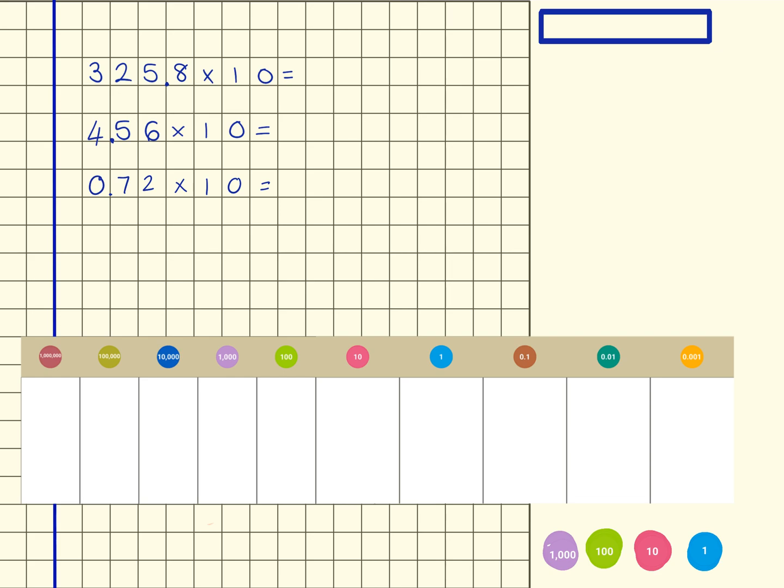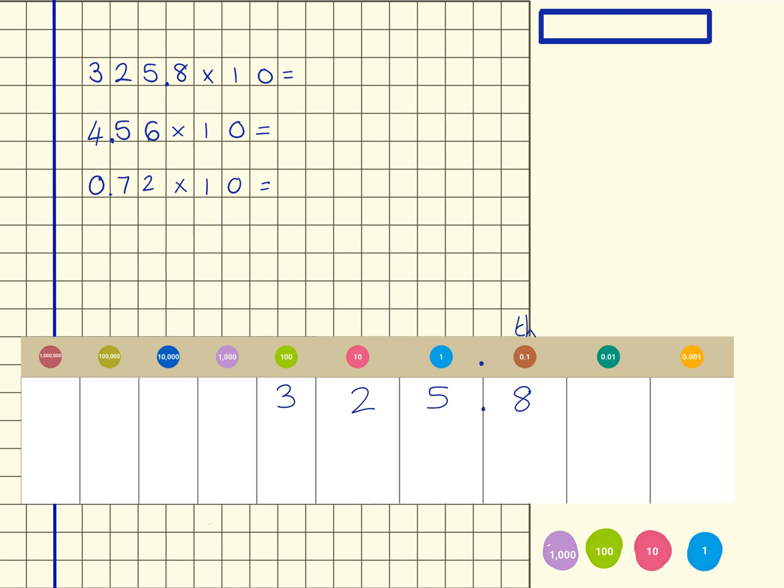So we're going to start with 325.8, so I'm just going to record that down here, 325.8, and the 0.8 is the 8 tenths that we have here in the tenths column, so the decimal point would be here. Now, as we know, we've just seen the pattern that as a number is multiplied by 10, it becomes 10 times bigger, it moves into the next place value column.